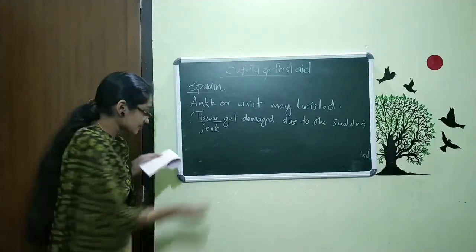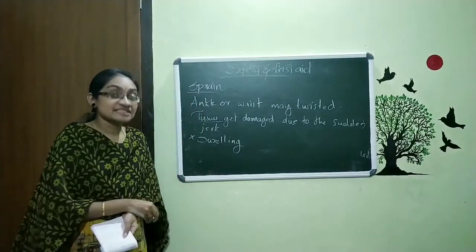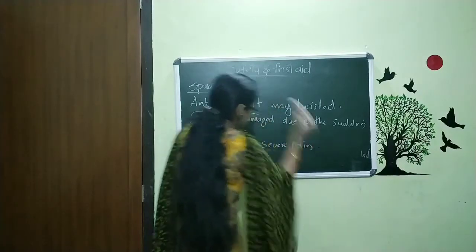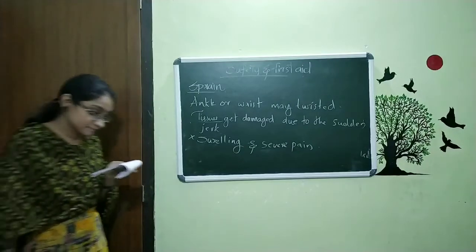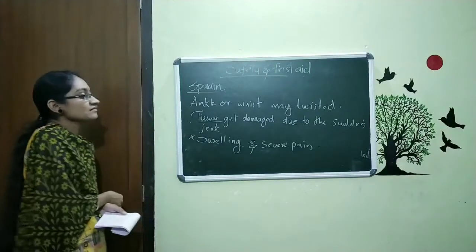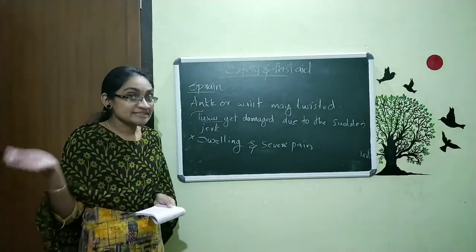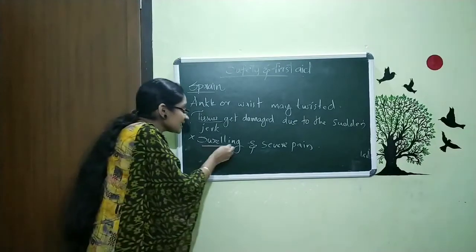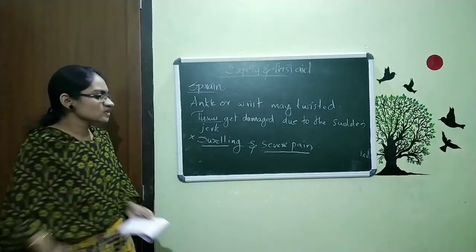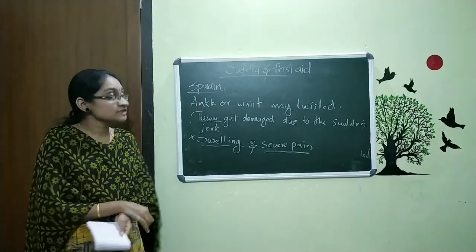Because of this, swelling and severe pain occur. This is called a sprain. So, sometimes our ankle or wrist may get twisted, and at that time the tissues get damaged due to a sudden jerk, and we have swelling and severe pain. This is called a sprain. Here no breaking will happen. Only the pain and swelling will be there, and it will be okay in some days. So that is the sprain.